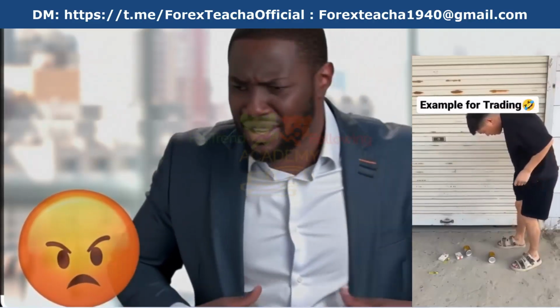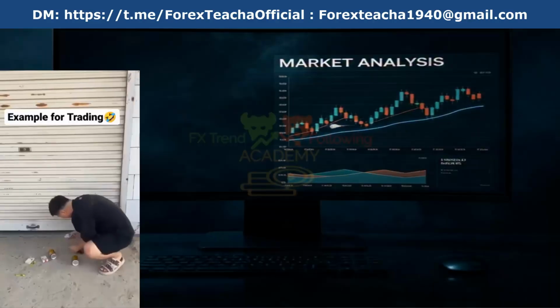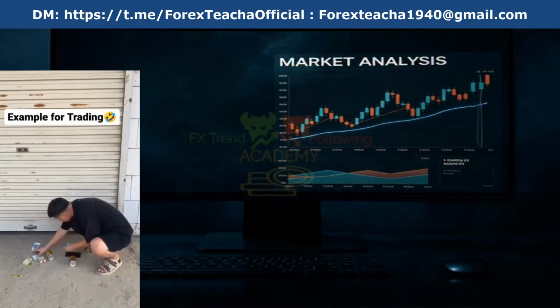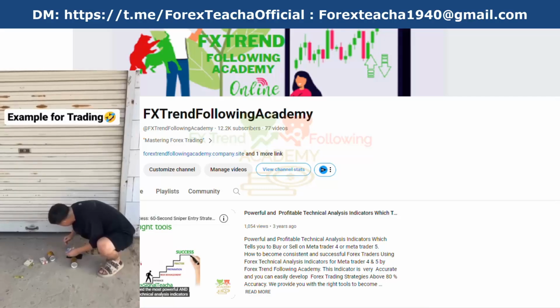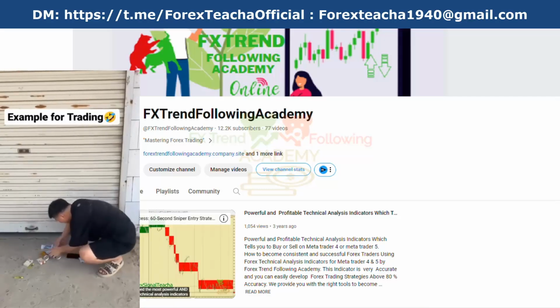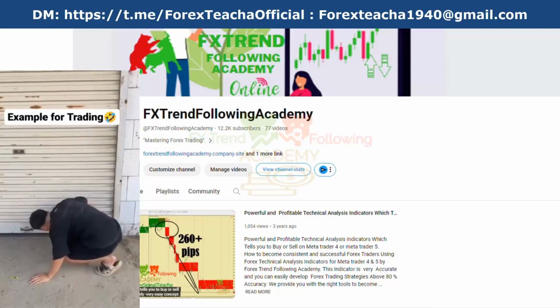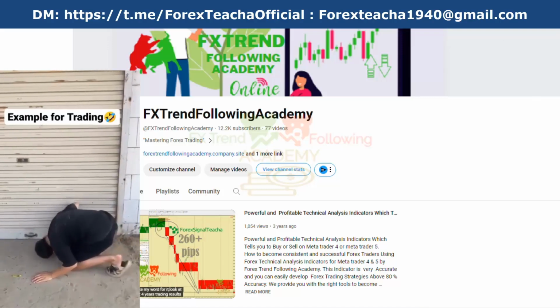Why do most traders fail? Here is the mistake. They use ATR to set their stop losses, but they keep the same lot size. That's very dangerous because bigger stop, bigger losses. Smaller stop, smaller losses. Your risk becomes inconsistent.